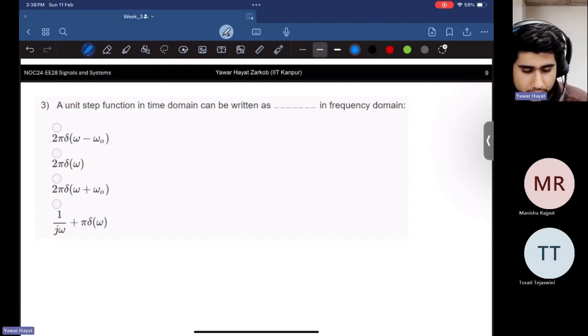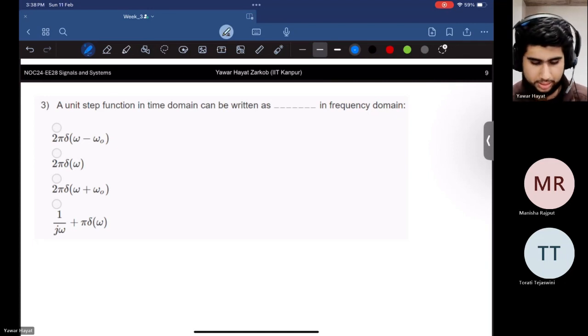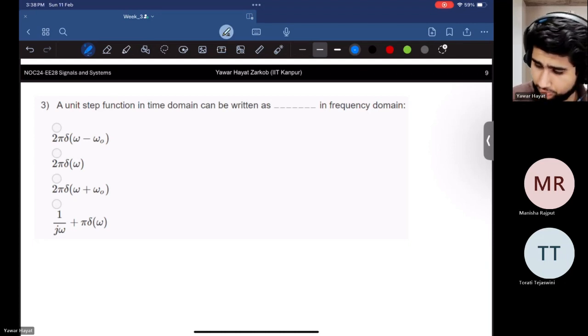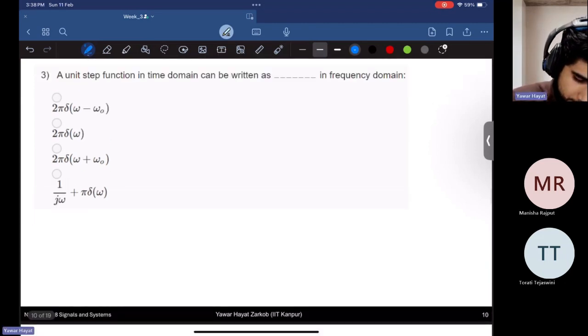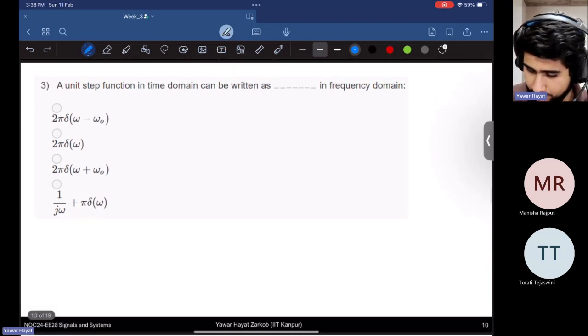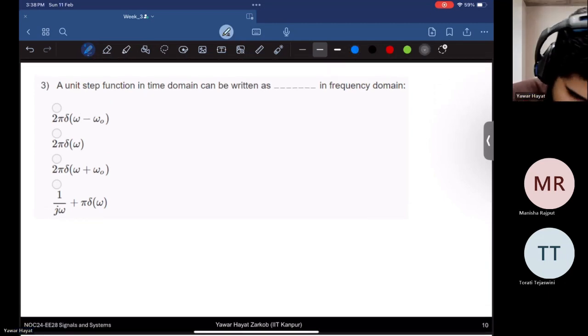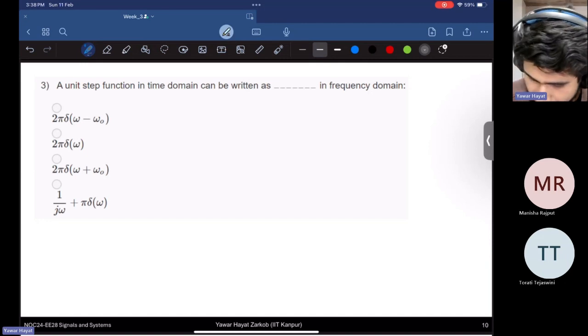Now the next question. What is the unit step function in the time domain? What would be its frequency domain representation? Okay, before this, I will show you something else first.